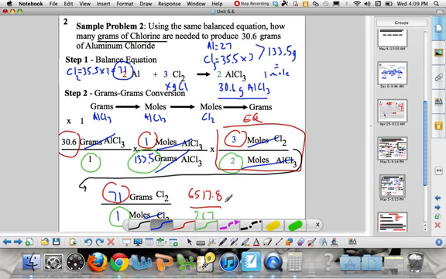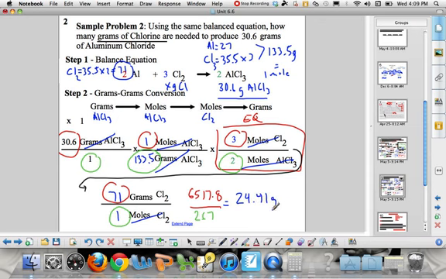Go ahead, do the math. When you do it, you will see you get 24.41, and that's grams of chlorine because we changed our grams of aluminum chloride to the grams of chlorine that we're looking to have. These are grams to grams or mass to mass problems.